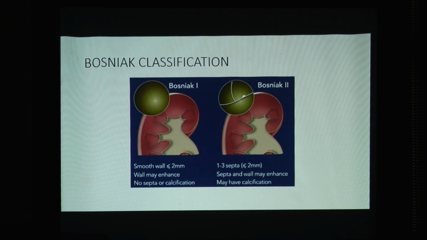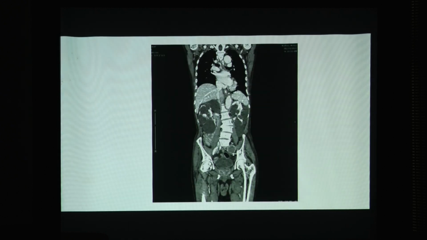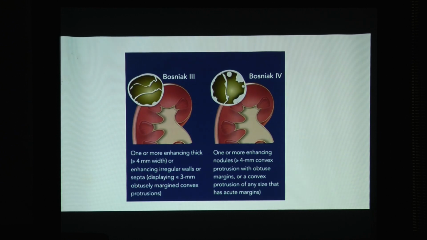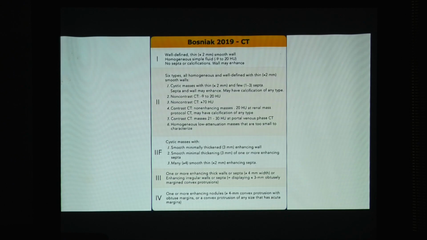It is classically described in the books. So very clear means Bosniak 1, thin septae inside, Bosniak 2, then 2F with some septae, 3 and 4. 4 means nodules with enhancement. So it is classically given in the books.